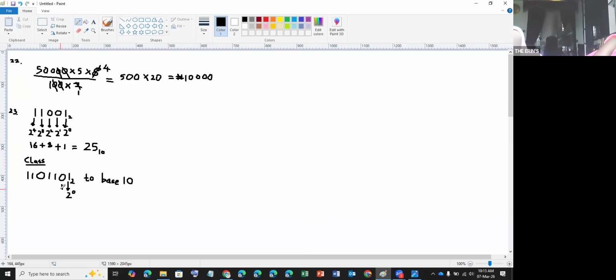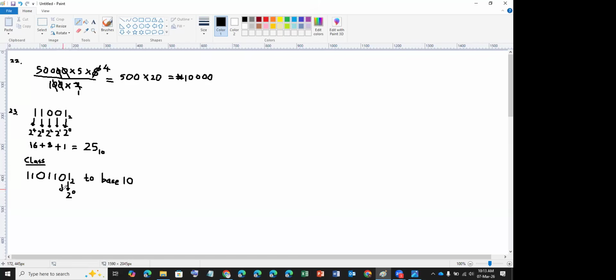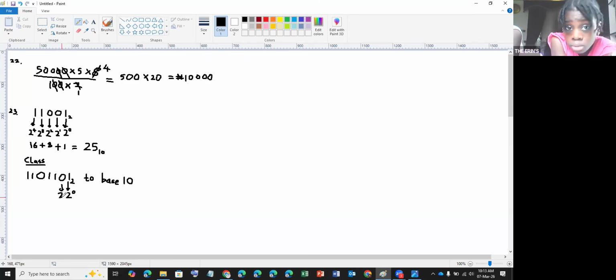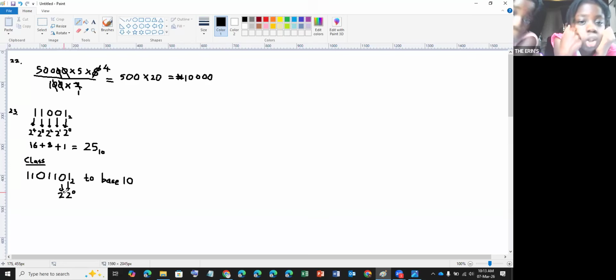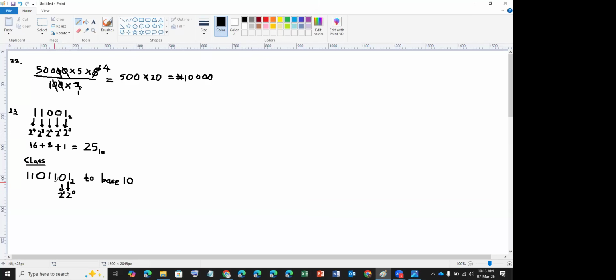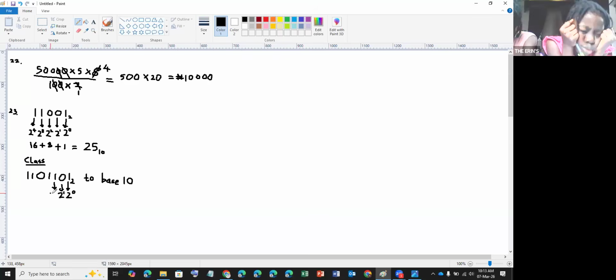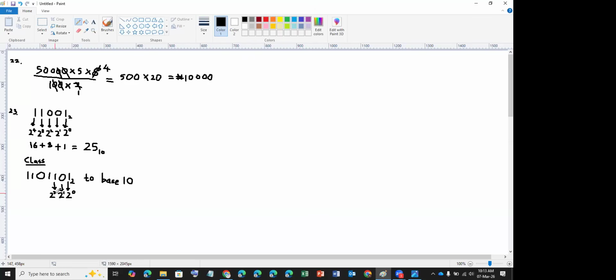That's 2 as 2 raised to power what? Or you join me as I'm doing it. 2 raised to power what? Power 1. Thank you. 2 raised to power 1. All right, the next one is what? 2 raised to power what? 2. Thank you. Please take note. I always start from the right-hand side to the left. If you don't do it like that, you will make mistakes.